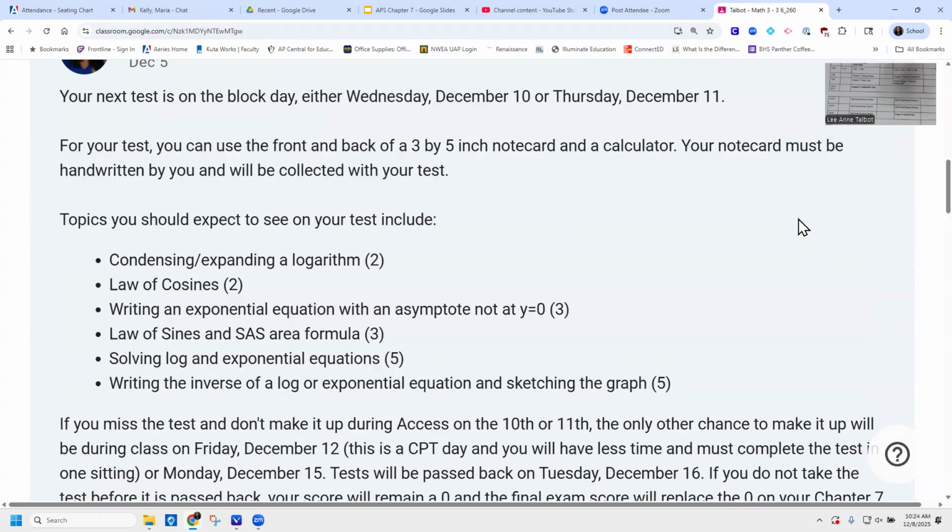And then the two big questions, solving log and exponential equations, writing the inverse of a log or exponential and sketching the graphs. You guys know what all those words mean and what I'm referring to here. And when I say writing the inverse of a log or exponential and sketching the graph, I literally copied and pasted that straight off the team quiz, and I just changed the numbers. So study that bit, that last one on the team quiz and the 4 on the back. It looks exactly the same, by the way. I just copied it and pasted it. Okay. Note, if you miss the test and don't make it up, then it becomes a 0, but your final replaces it. So just so you know.